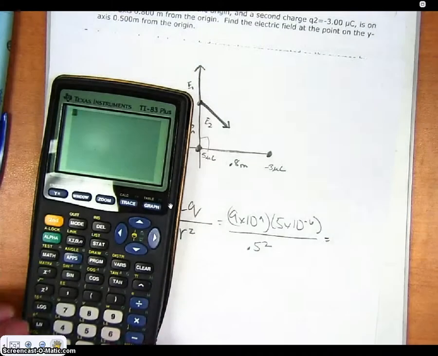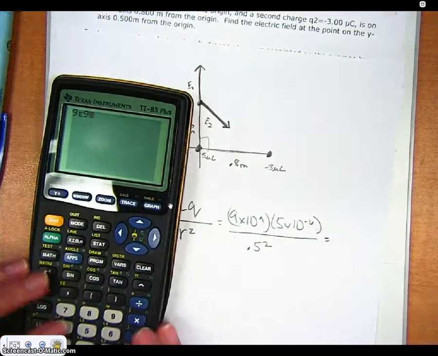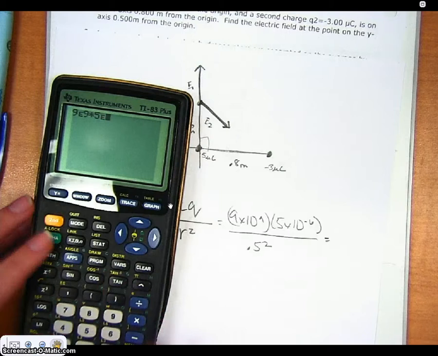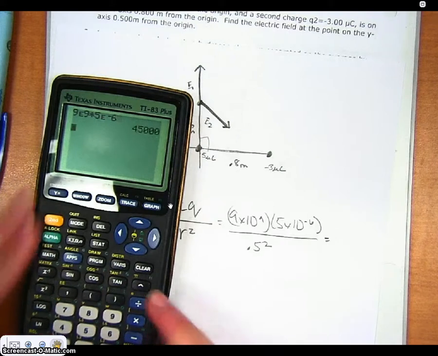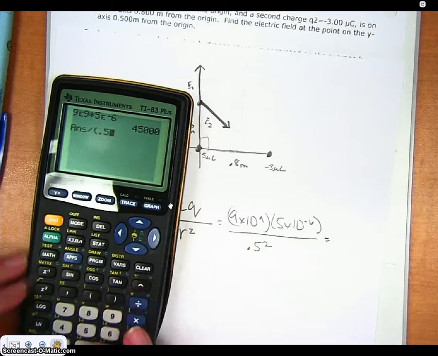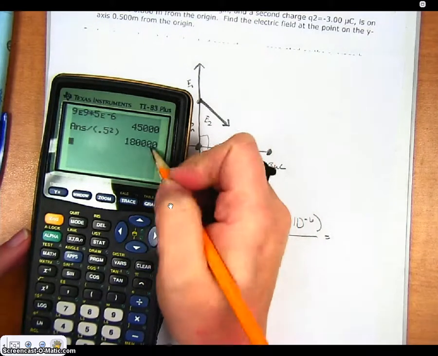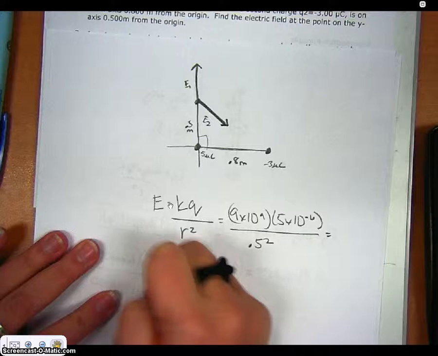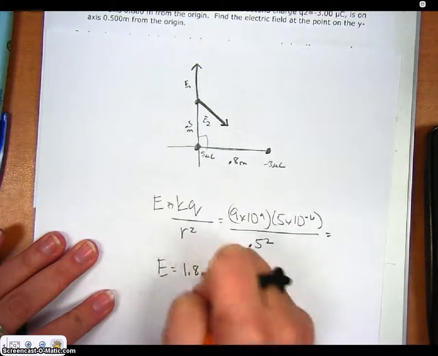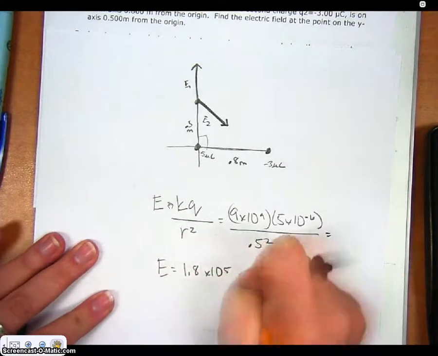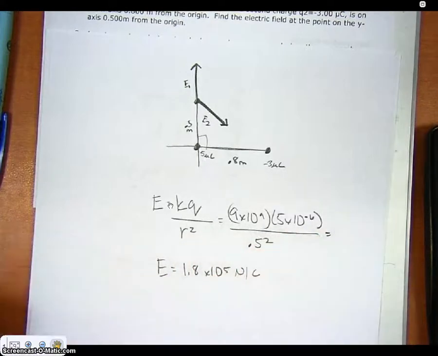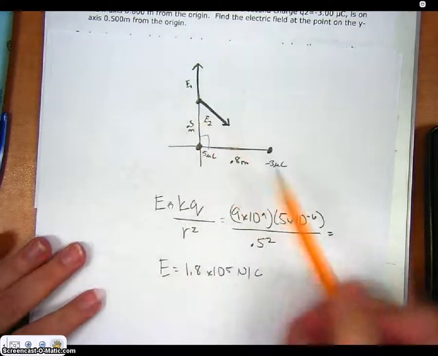Okay, let's punch it in. 9e9 times 5e-6, divided by parentheses 0.5 squared, gives me 1.8 times 10 to the 5th. So here, 1.8 times 10 to the 5th newtons per coulomb. Now I want to figure out what E2 is.